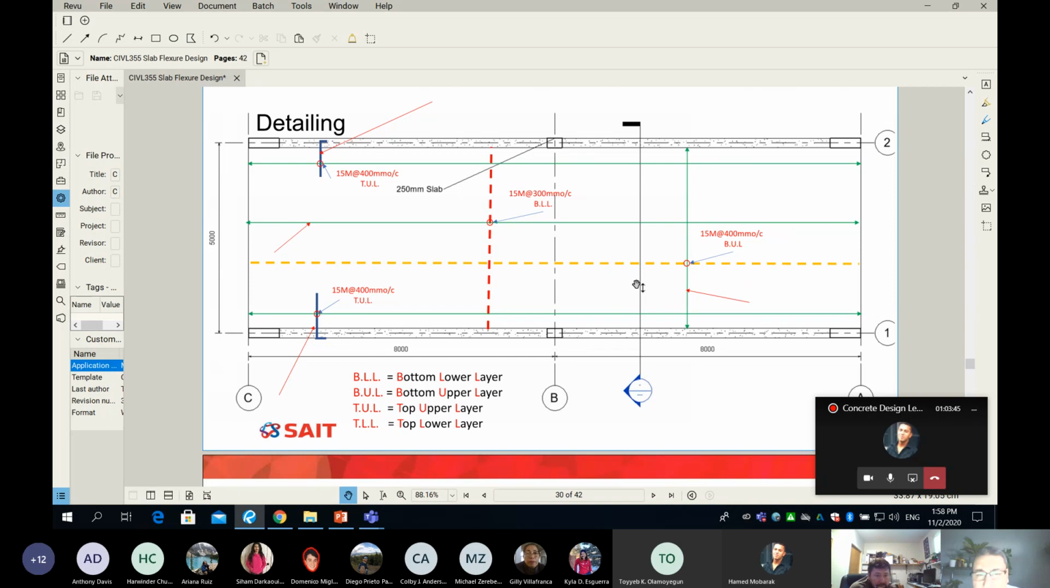Okay, and then finally, you do the transverse, which goes perpendicular to the red dashed because it's at the bottom, and then you put the green dimension line that shows the extent, and then you call them 15M at 400 mm on center, bottom upper layer. So it's on the bottom of the slab, but upper layer, okay? And you can see here.